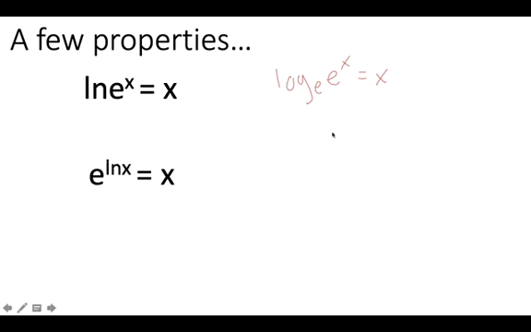Another property we've seen, e to the ln x is equal to x. Well, that works sort of the same way. If we have e to the log base e of x, we know that's going to be equal to x as well, because the e and the log e negate each other operationally. The last one's probably the most interesting. Ln of e is equal to 1.